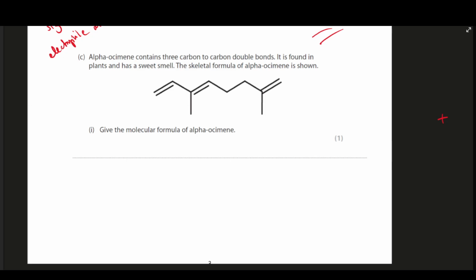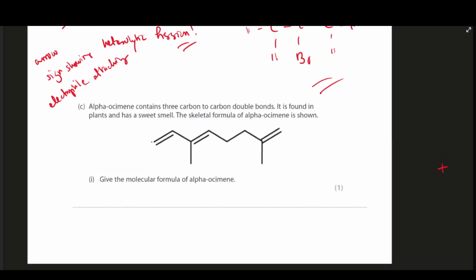Fast, it shouldn't take that much time. Okay, 1, 2, 3, 4, 5, 6, 7, 8, 9, 10. 10 carbons. Done. Was it that hard?